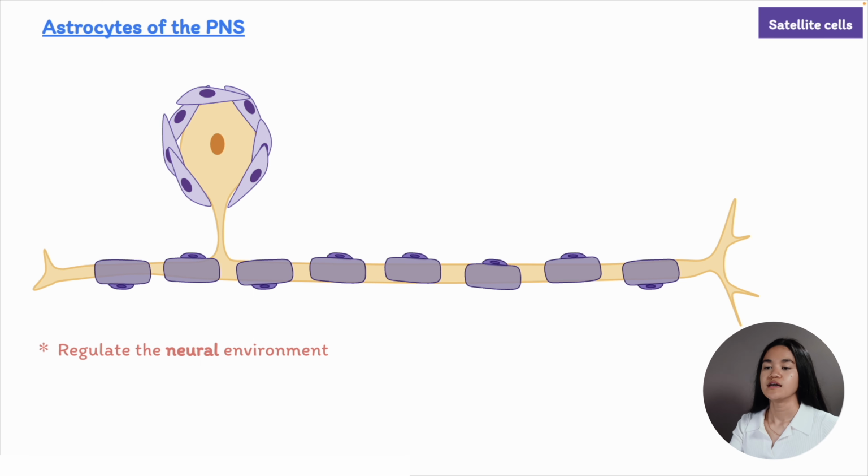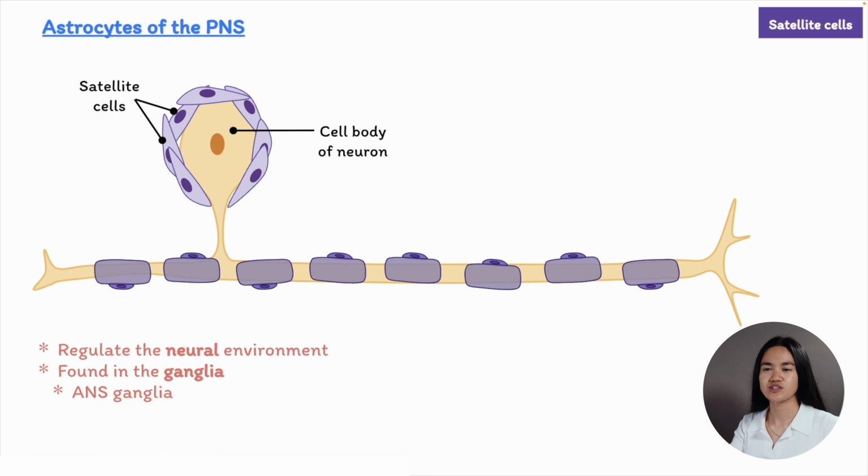They surround neurons in the sensory, sympathetic, and parasympathetic ganglia. They cover the surface of nerve cell bodies. They form these supportive capsules around nerve cell bodies located in ganglia. What is a ganglion? A ganglion is a cluster or collection of nerve cell bodies found outside the central nervous system. And so these satellite cells surround the cell bodies located in ganglia, the sensory and autonomic ganglia, where they provide, again, nutrient support and regulate the neuronal environment, similar functions to the astrocytes.